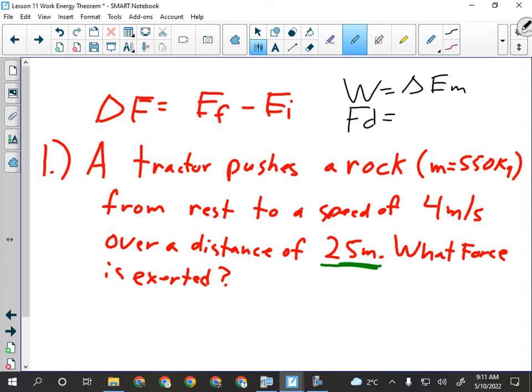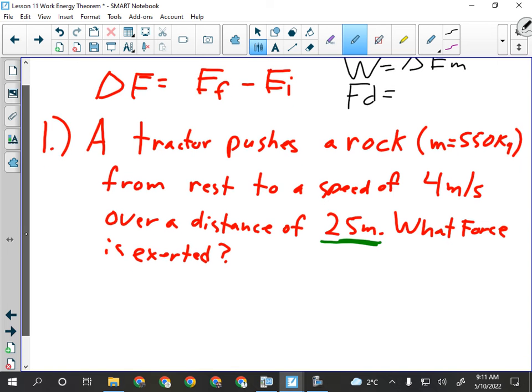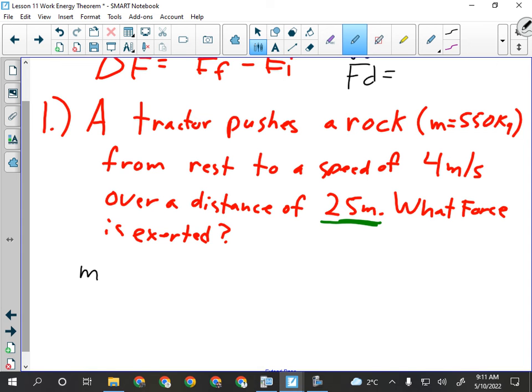So in this question, a tractor pushes a rock, and we're told the mass of the rock. So one of our givens here is the mass of the rock, 550 kilograms, from rest to a speed of 4 meters per second. Okay, so my vi is 0 meters per second, and my vf is 4 meters per second.